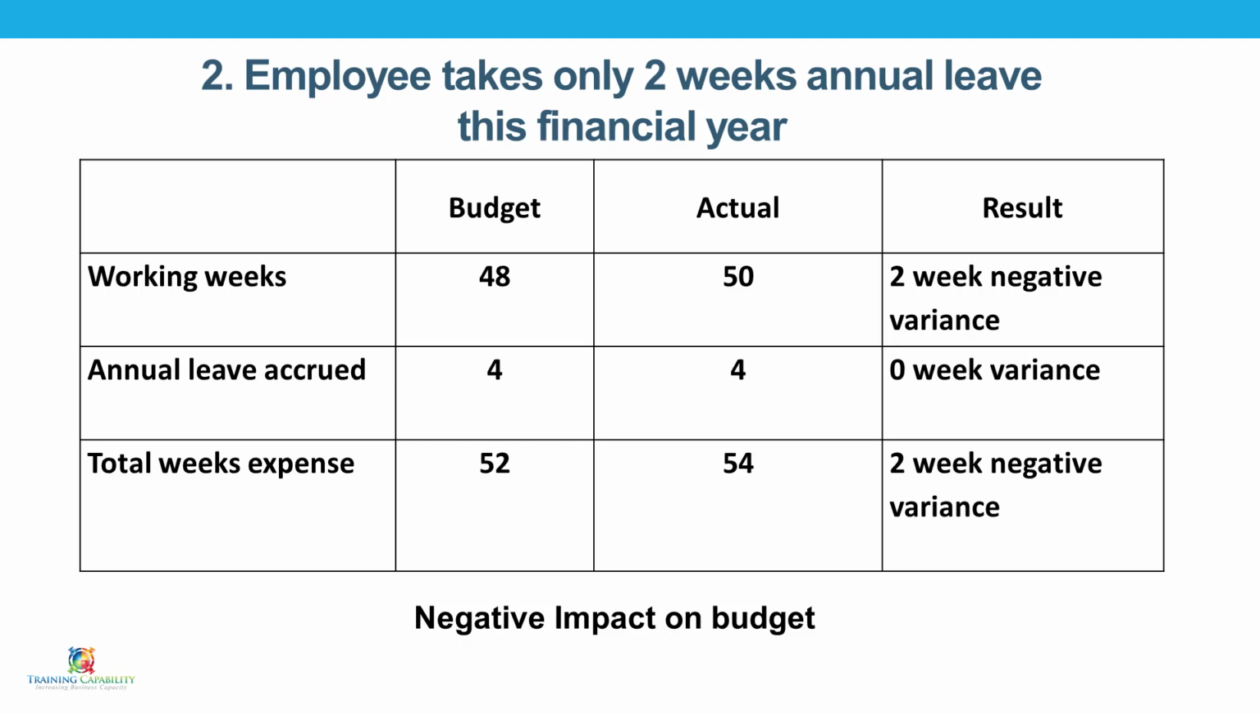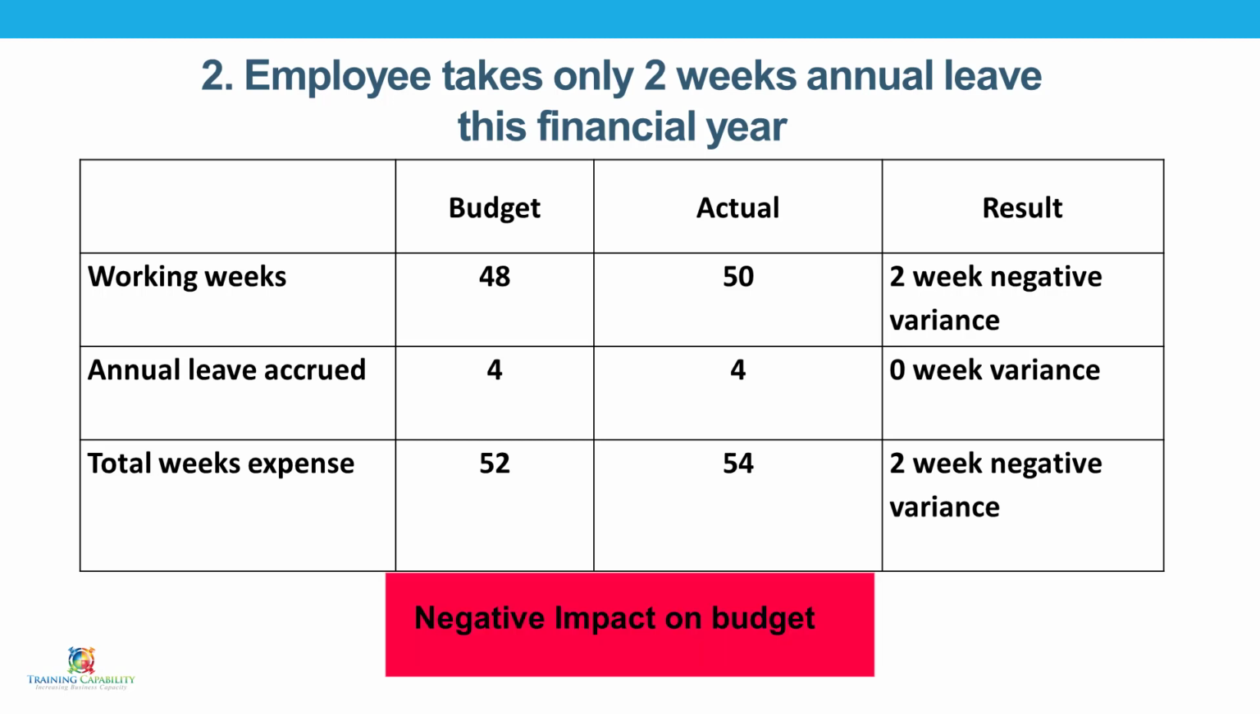However, your employee's only chosen to take 2 weeks leave. The net effect of this is an unfavourable result for your budget, as you paid the employee 50 weeks of salary plus another 4 weeks of annual leave expense. The net effect is that you paid out 54 weeks of combined salary and annual leave expense, leading to a 2-week salary overrun, which would equate to approximately $4,600 overspend for that employee.